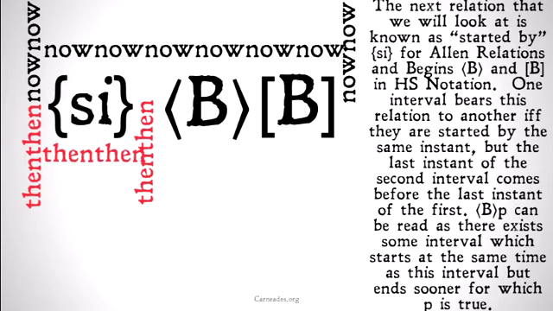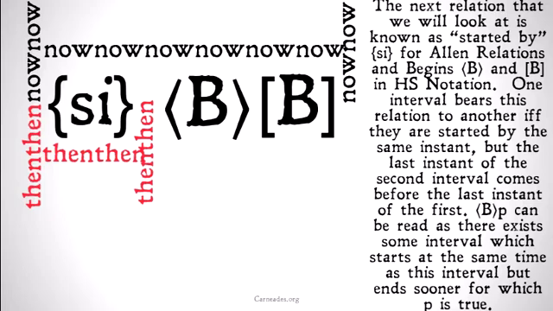Okay, the next relation that we will look at is known as started by, or SI for Allen relations, and begins B and B for HS notation. One interval bears this relation to another if and only if they are started by the same instant, but the last instant of the second interval comes before the last instant of the first. So this is kind of just the opposite of finishes or finished by, if you think about it like that.